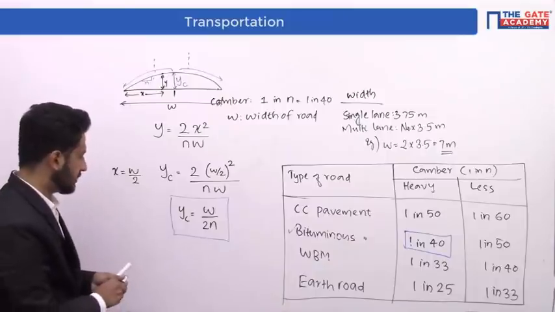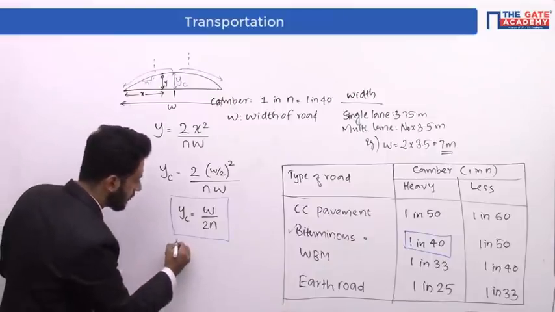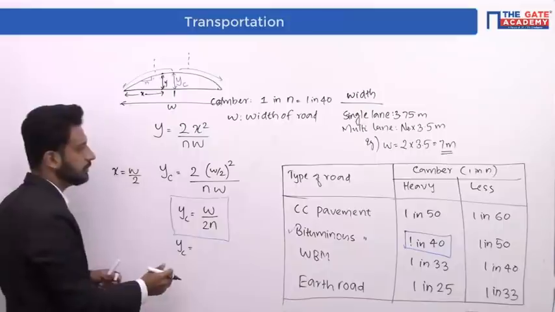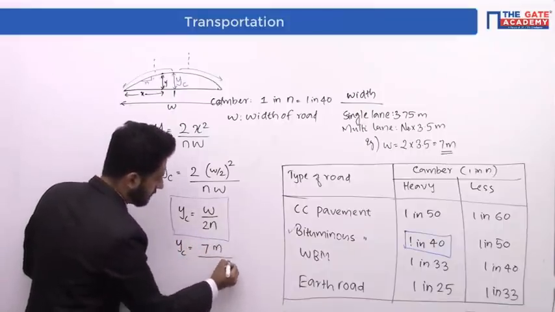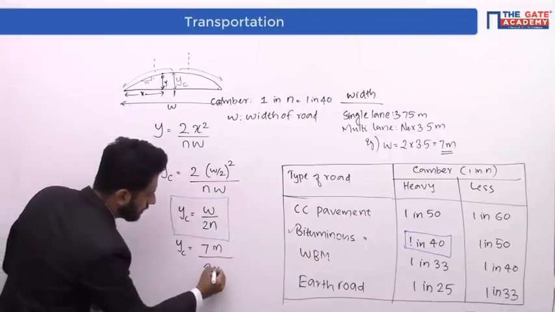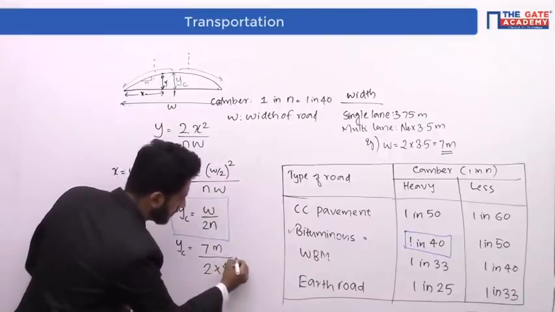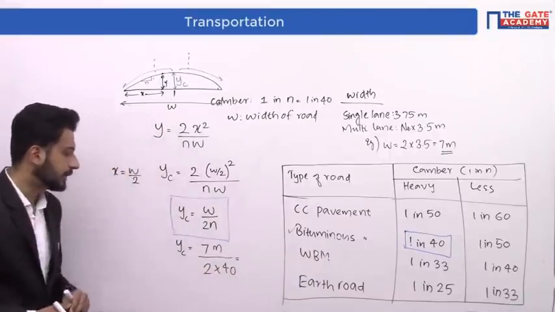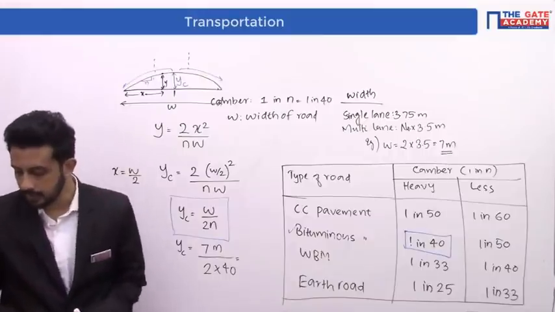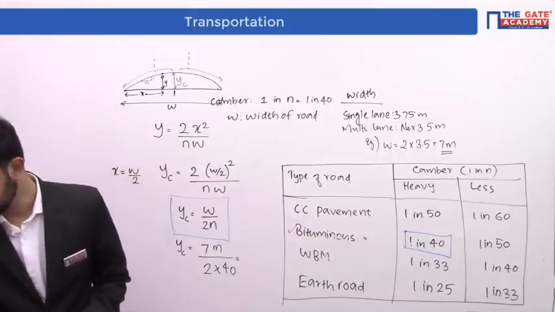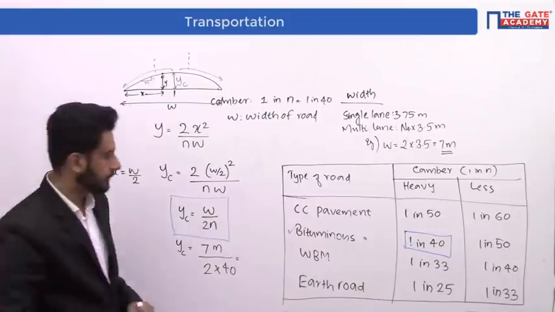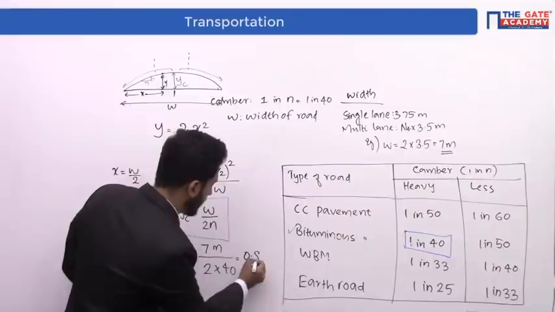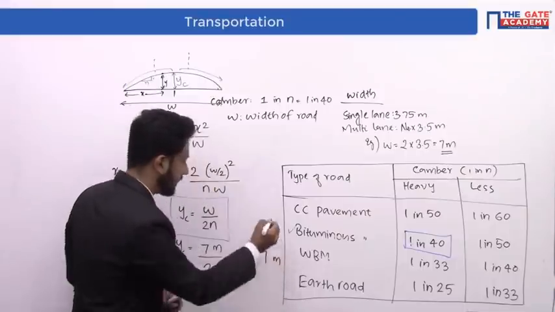So what is the n value? 40, correct? So now I can substitute: Yc is equal to W divided by 2n, that is 7 meter divided by 2 into 40. So what value will you get? 7 divided by 80, it is equal to 0.875. So 0.87 meter you will get.